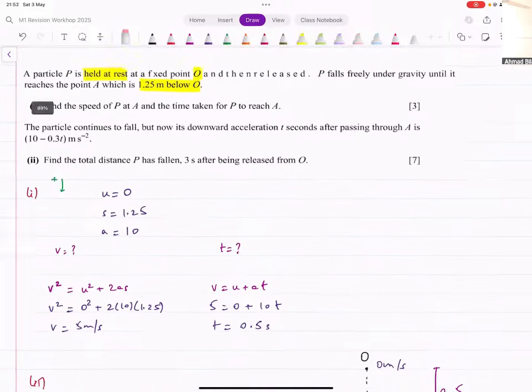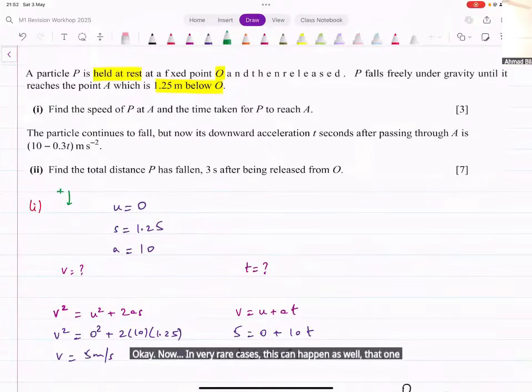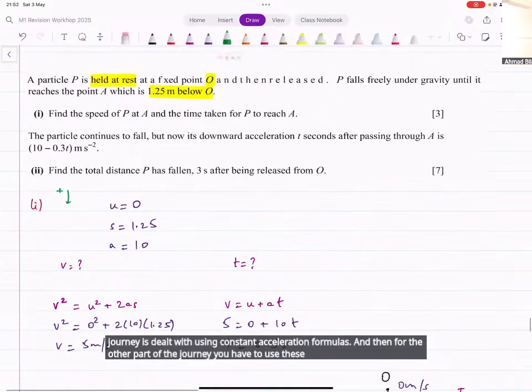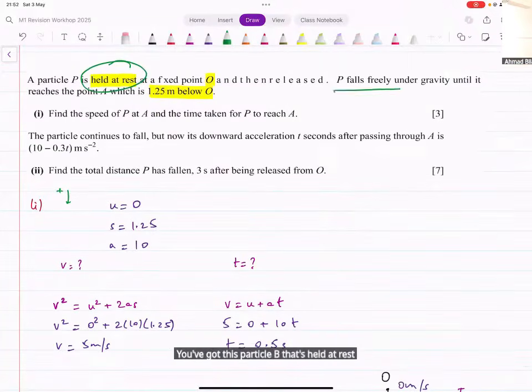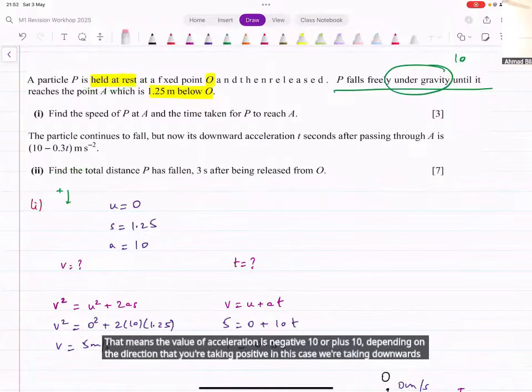Okay, now, in very rare cases, this can happen as well, that one part of a journey is dealt with using constant acceleration formulas. And then for the other part of the journey, you have to use these equations. For example, you've got this particle P that's held at rest. It falls freely under gravity. That means the value of acceleration is negative 10 or plus 10, depending on the direction that you're taking positive. In this case, we're taking downwards positive, so it's plus 10.